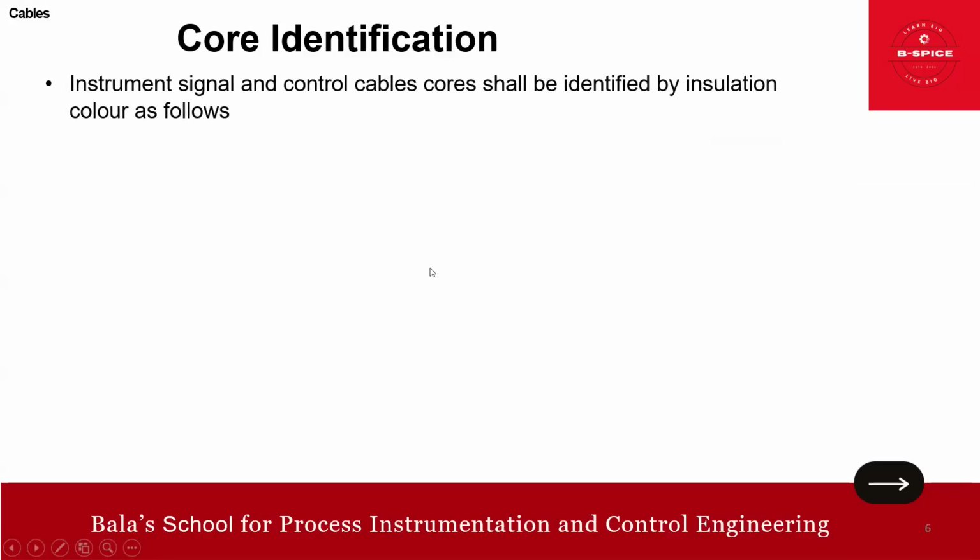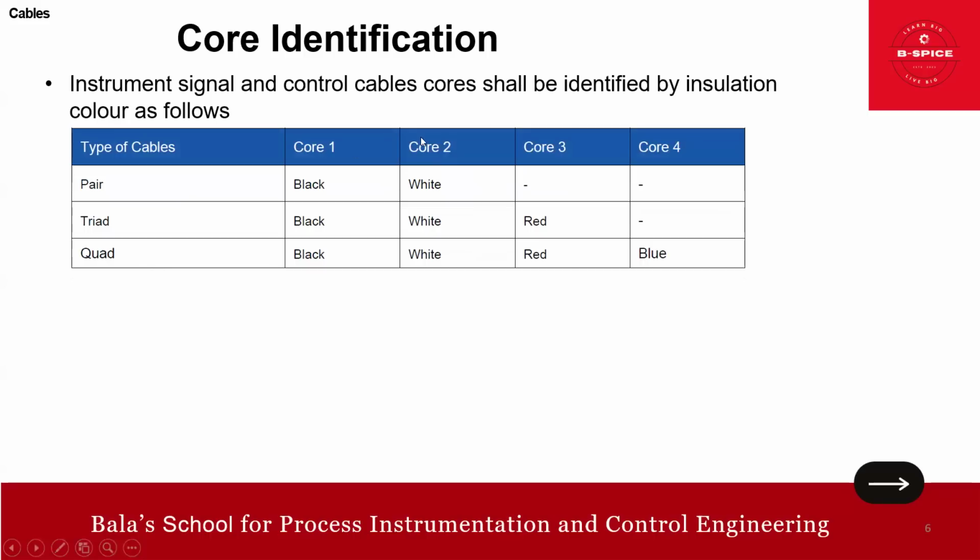Then now we talk about the identification. Instrument signal and control core shall be identified by insulation color. How? You see here, type of cable, core 1, 2, 3, 4. For pair cable, core 1 is black. This is, friends, again just an outline, a guideline. For pair, core 1 black and core 2 white. Then for triad, core 1 black, core 2 white and core 3 red. Just remember that. Then quad: core 1 black, core 2 white, core 3 red, and the fourth one is blue. So this is the core identification.